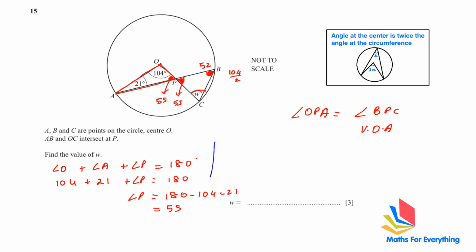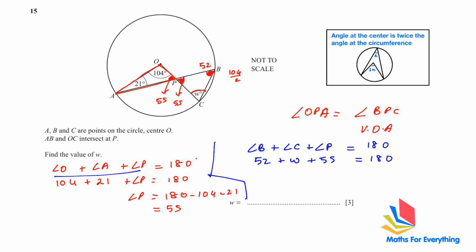Now using the same idea that we used here, that when we add the three angles, it will equal 180. So angle B plus angle C plus angle P is equal to 180. Angle B is 52, angle C is W, and angle P is 55. So W is equal to 180 minus 52 minus 55. And that will bring us the answer 73. So W is 73.